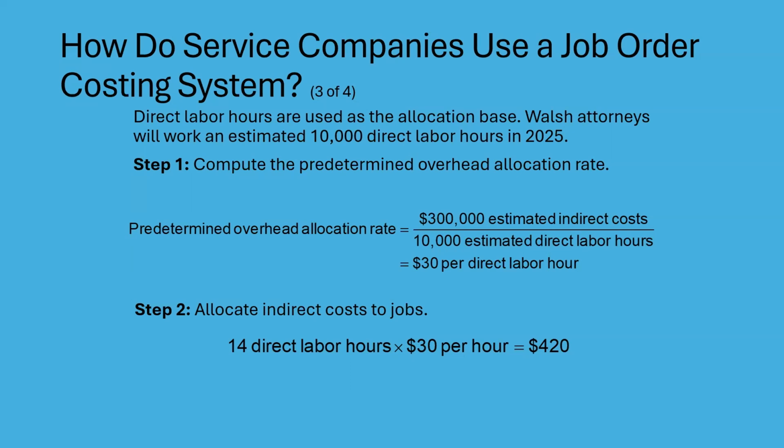And in step 2, you allocate indirect costs to jobs. So as you see here in step 2, a job with 14 direct labor hours would be allocated $420. And that is 14 direct labor hours times $30 per hour, which equals $420.